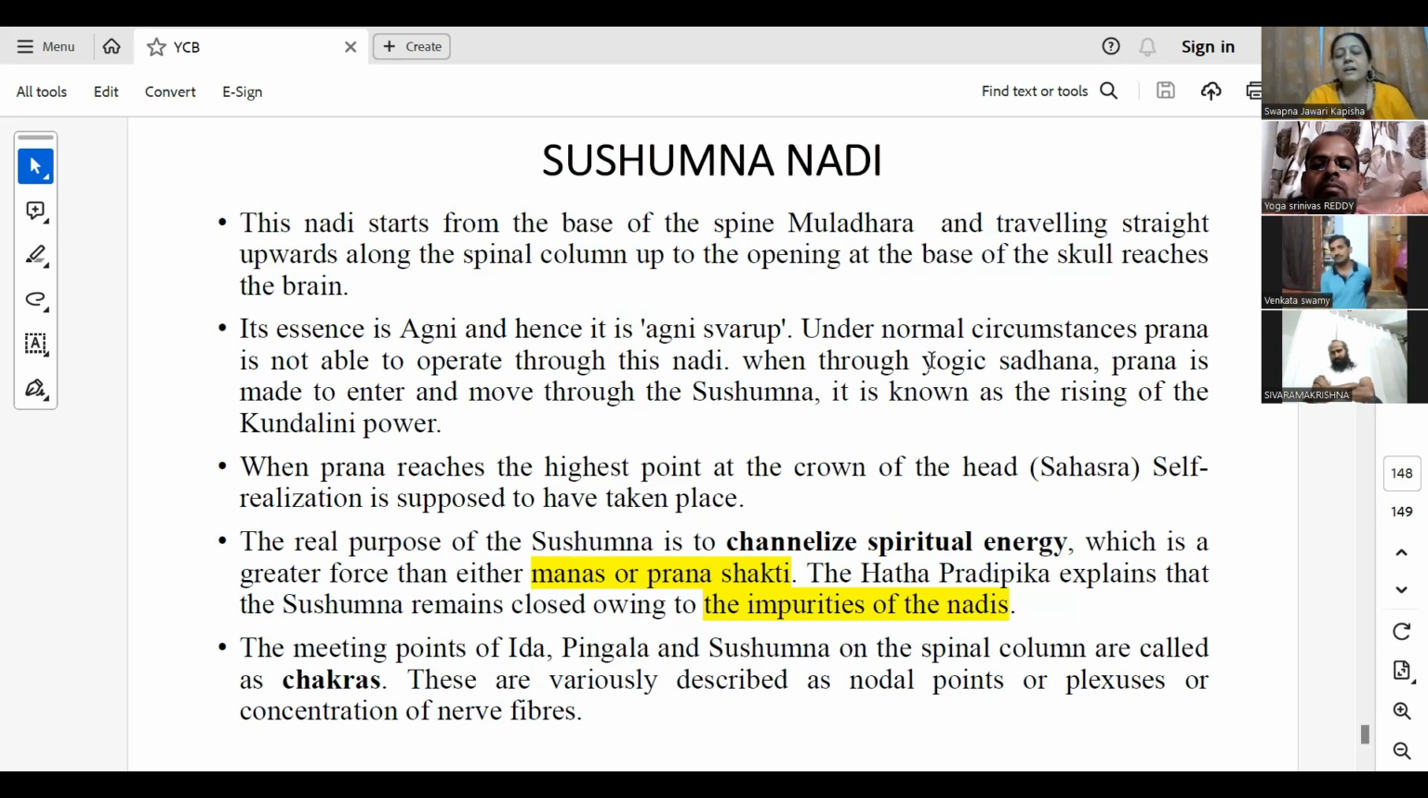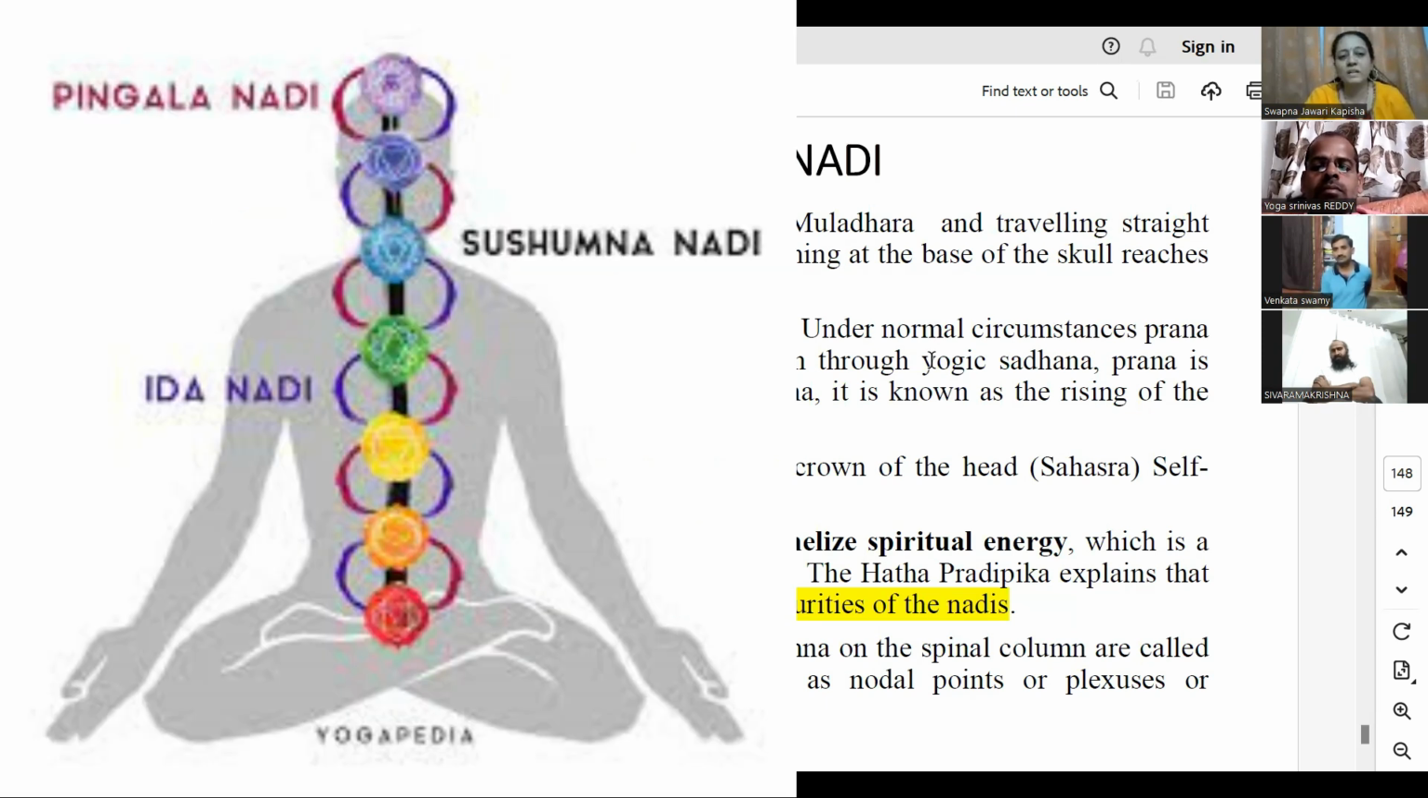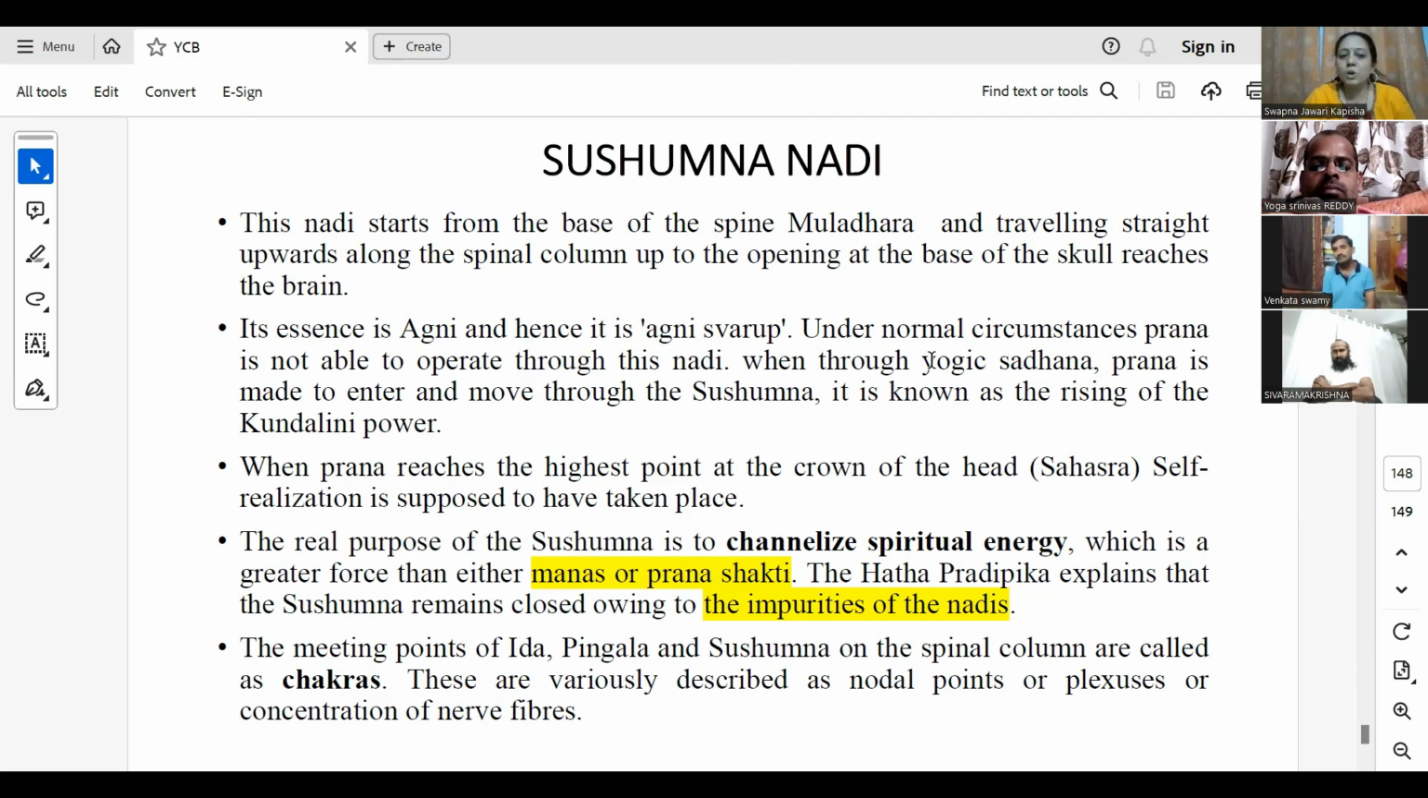The third nadi, an important one, is Sushmana Nadi. This nadi is in the middle. It starts at the base of the spine, traveling upwards from the spinal column to the base of the skull region. Its essence is Agni. So Agni is transferred from the bottom to the top. That's why it is also known as Agni Swarupa Nadi.